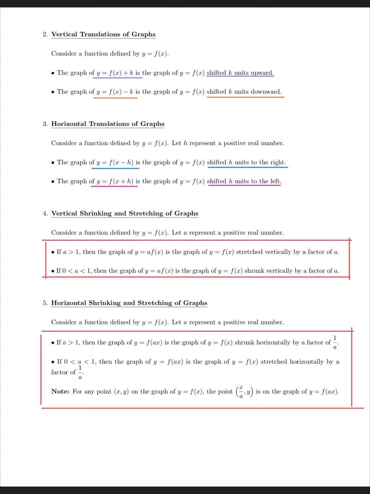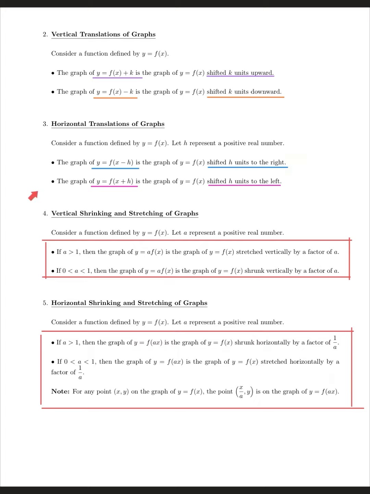After we learn that, we're going to jump into horizontal translation of graphs. Again, given the mother graph, let h represent a positive real number. The graph of y equals f of x minus h is the graph of y equals f of x shifted h units to the right. And the graph of y equals f of x plus h is the graph of y equals f of x shifted h units to the left.